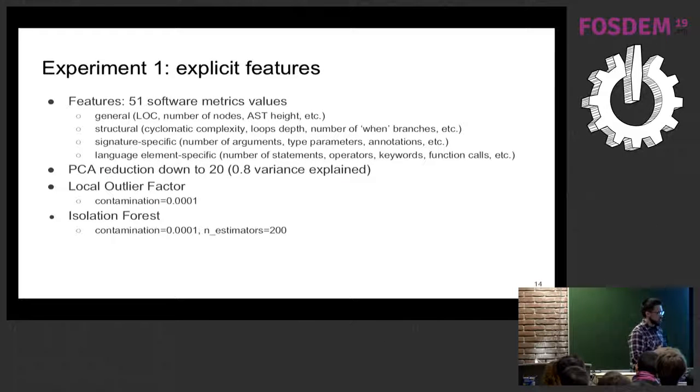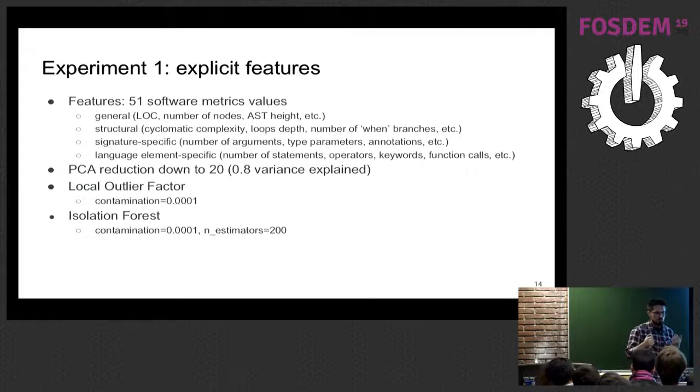So the first experiment was very straightforward. We used explicit features and collected 51 of them, describing different aspects of the code, as you can see here. So for each of 4 million functions, we get a vector of 51 numbers, which we managed to reduce to 20 using PCA. It's a dimension reduction algorithm, which left us with pretty much most of the variance that we needed, but much friendlier computation time.